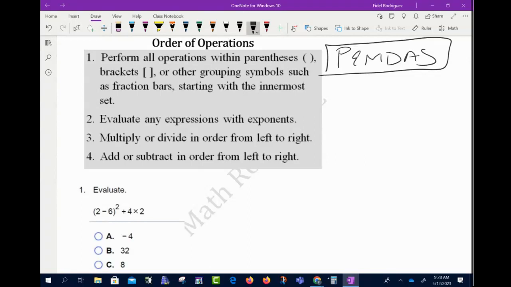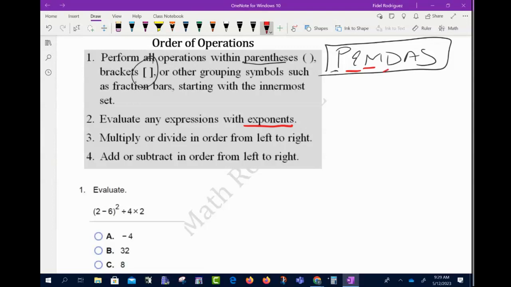Number one says we're going to do everything inside parentheses. That's what the P stands for. It also includes brackets or little squiggly braces on the side, so I don't want you to think it's only parentheses. Any kind of grouping symbol, whether it's round parentheses, square brackets, or those little squigglies. What did the E stand for? Anybody remember? We're going to take care of anything that has an exponent, anything that has a power.